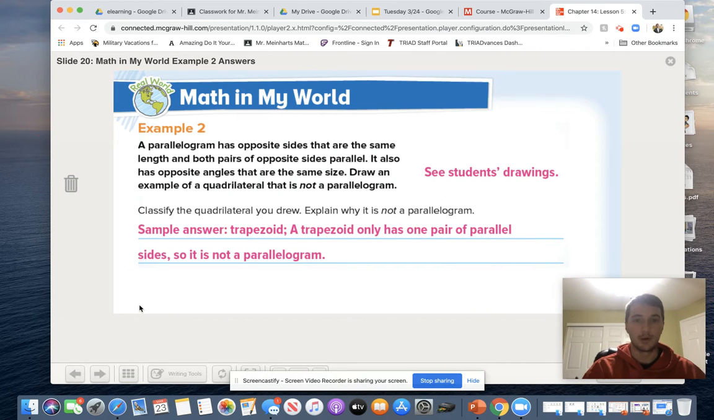Boom, a trapezoid. Trapezoid only has one pair of parallel sides, so it is not a parallelogram. Remember, a trapezoid has sides that go like this. They're going to touch down here eventually. That's not a parallelogram. Parallel lines will never touch. In a parallelogram, all four sides are parallel. They'll never touch.